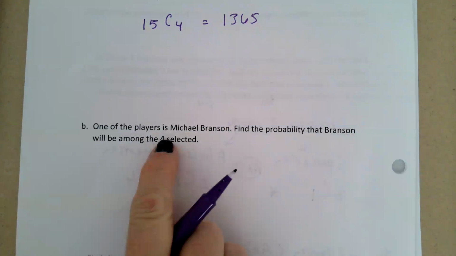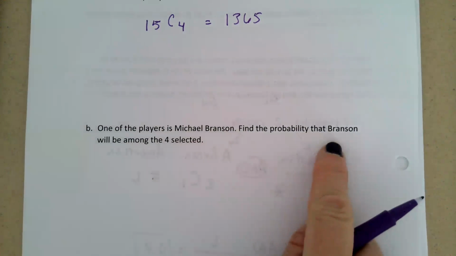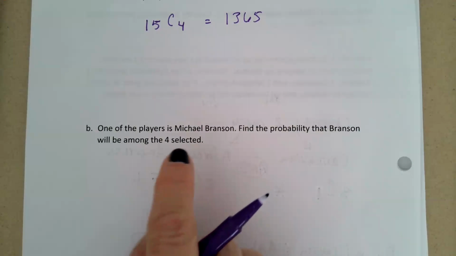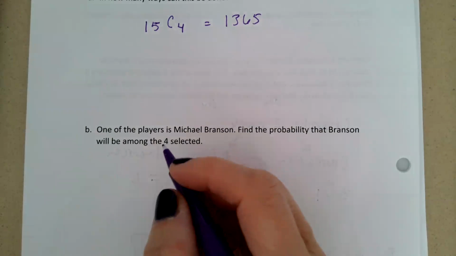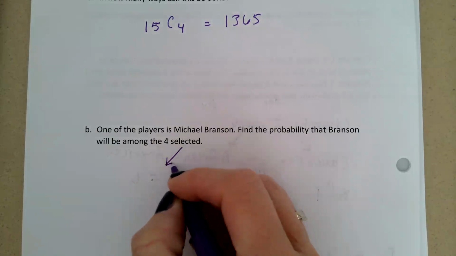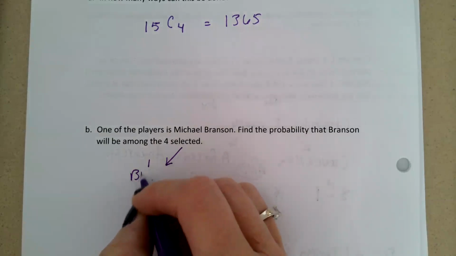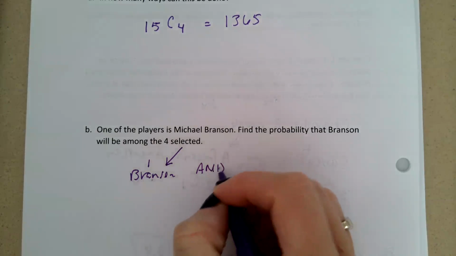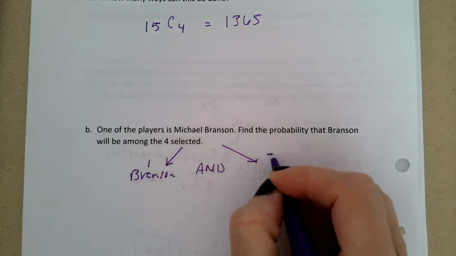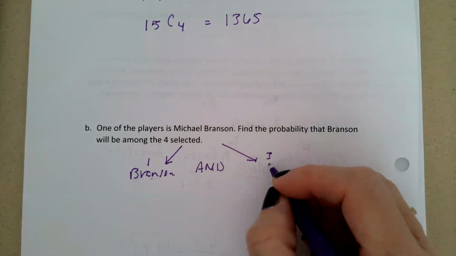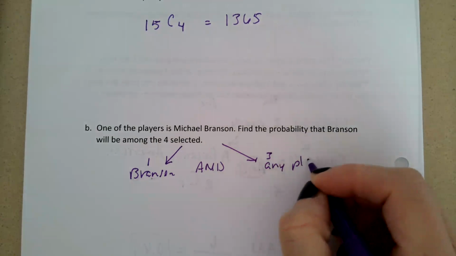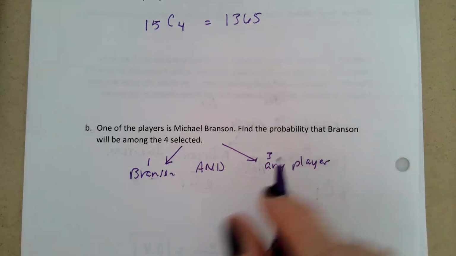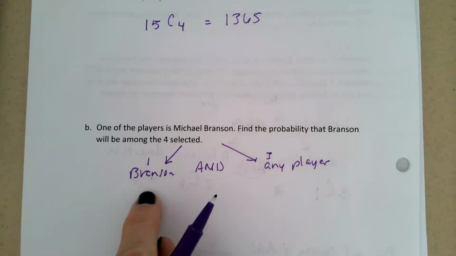Then in B, it says, one of the players is Michael Branson. Find the probability that Branson will be among the 4 selected. So I've got one that's going to be Branson, and the other 3, any player. So if I know I want one to be Michael Branson, I have to figure out how I can get that.